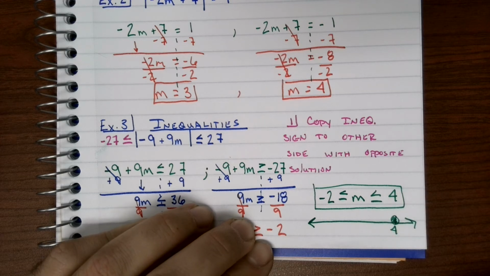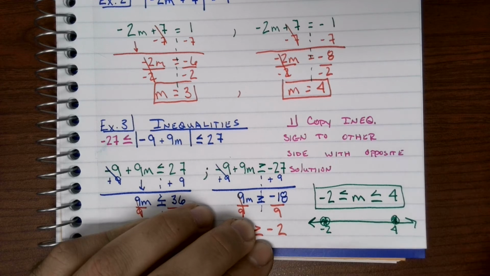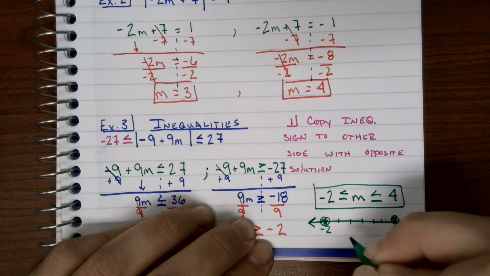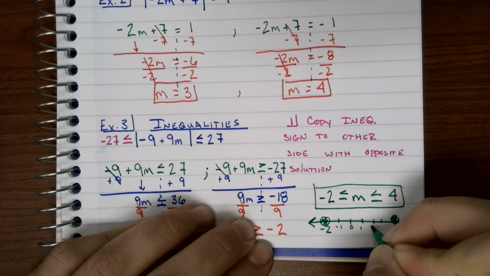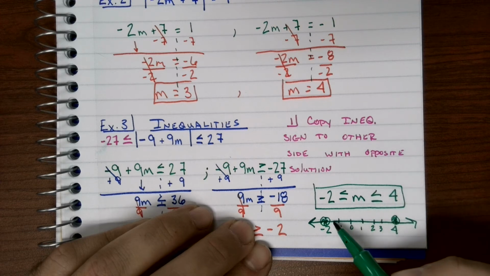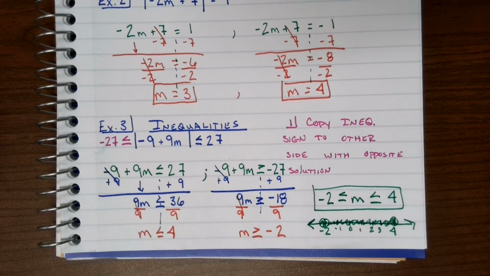Okay. My smallest number, negative 2. It's closed. So negative 1, 0, 1, 2, 3. Okay. My answer, m, is greater than or equal to negative 2. So greater than tells me to go right. But it's also less than. So it means we're going to have a closed circle at negative 2, a closed circle at 4, and we shade in between them.